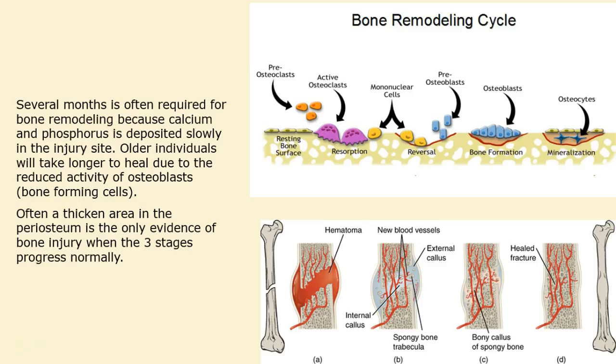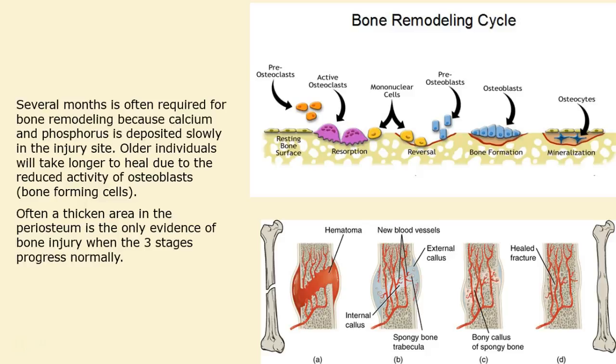This diagram, the upper one's a little fancier than we need. We don't need to know about mononuclear cells and pre-osteoblasts. But I want you to get the idea that it takes several months for this bone remodeling, because calcium and phosphorus are not in large supply, and so they're deposited slowly in the injury site. And we have to weave those mineral salts in with collagen so that bone has high tensile strength but is also very dense.